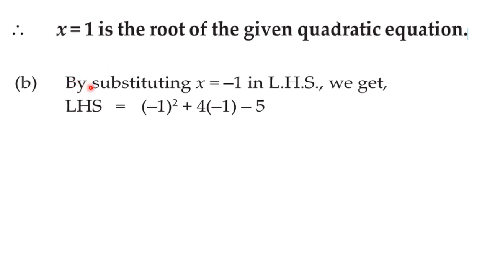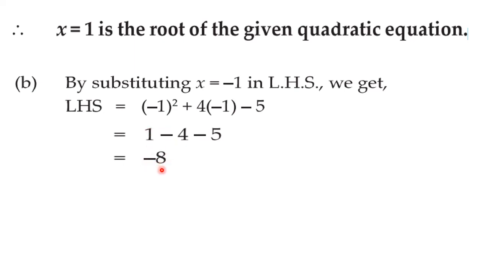So now we will substitute x is equal to minus 1 in LHS, that is left hand side. In place of x now we are writing minus 1. So minus 1 square plus 4 into minus 1 minus 5. Minus 1 square is plus 1. 4 into minus 1 is minus 4, and minus 5. See, minus 4 minus 5 is added and you will get minus 9 here. Minus 9 plus 1, that is minus 8.